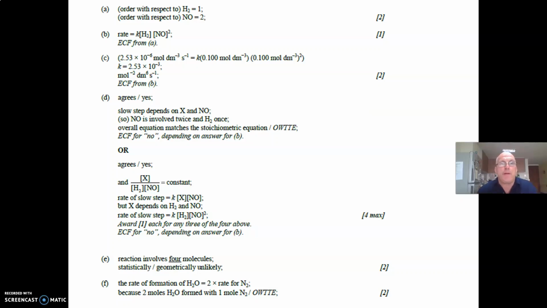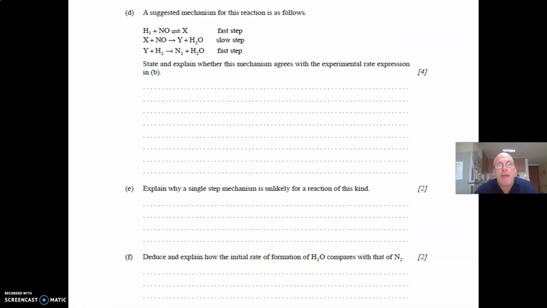You can see the order with respect to hydrogen turns out to be 1, and NO is 2, as we saw on the PowerPoint. And then you're asked to go through all the other steps here. And the mechanism given in the question, if I go back here, is not the same one as I gave you, but it's still feasible. And the reason is because this X thing, whatever that is, this intermediate, is involved in the RDS, but that cannot be formed until one NO and one H2 have reacted.